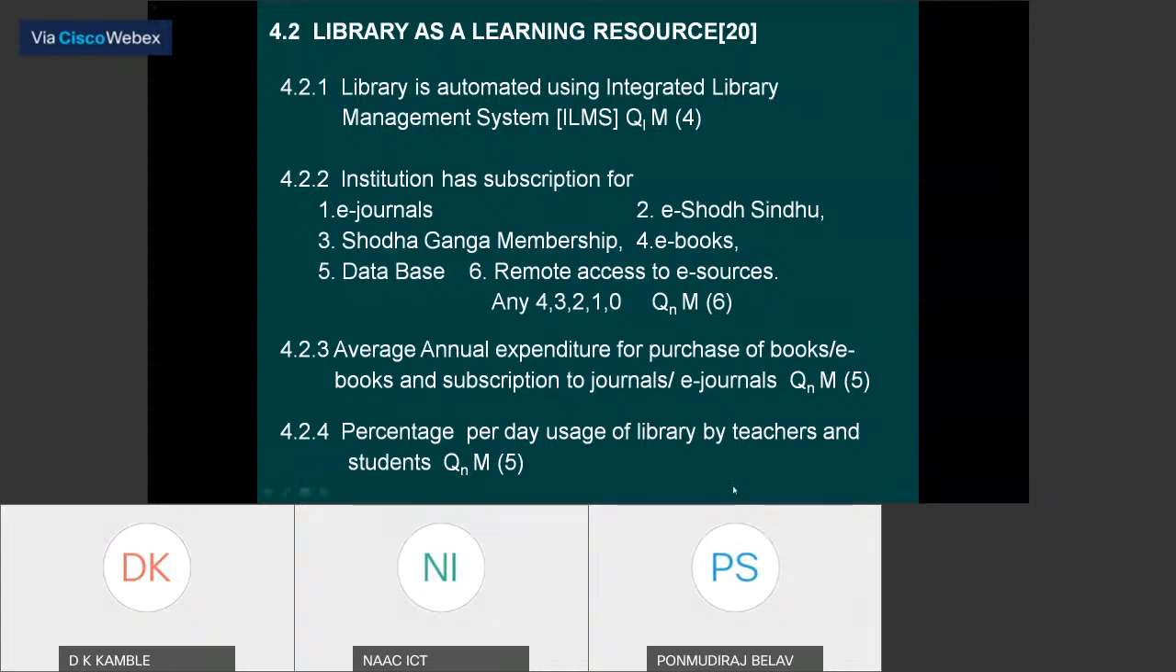Percentage per day usage of library by teachers and students. In the library, the institution should maintain a separate register for teachers and students, of those who are visiting the library every day. During the NAAC process, they will ask for a minimum of 1 week's record for clarification.